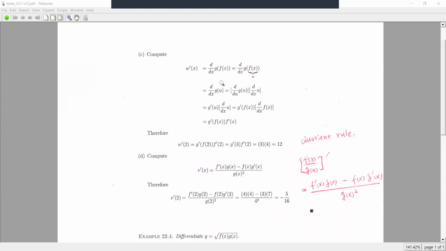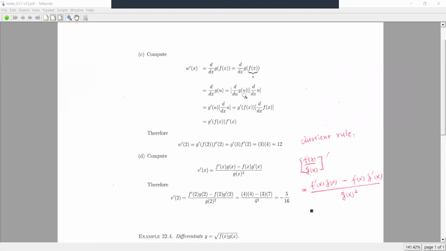In this derivative, x and u are different. I cannot compute this derivative. To overcome the difficulty, I insert du in the denominator and du in the numerator. Then this derivative is equal to this derivative times this derivative. This step is the chain rule.